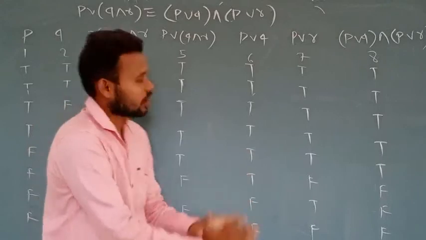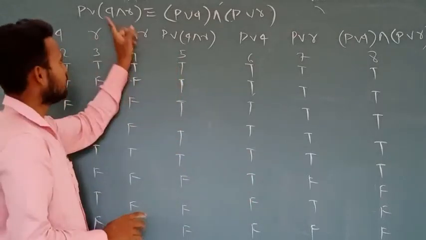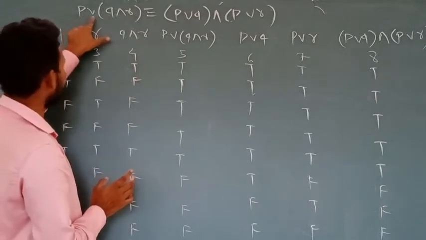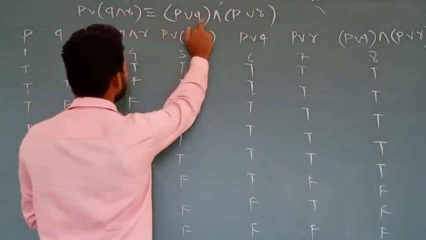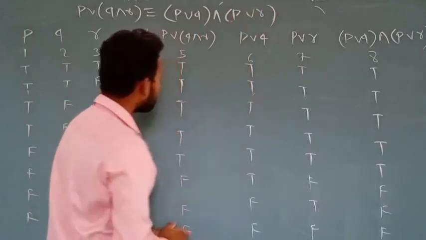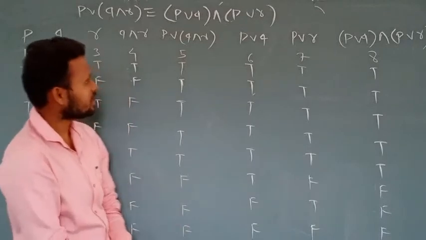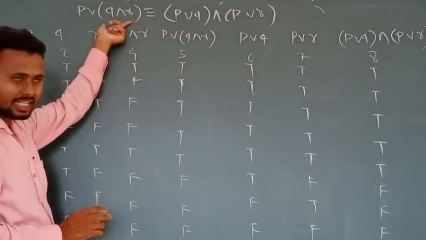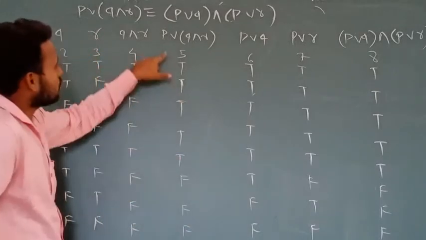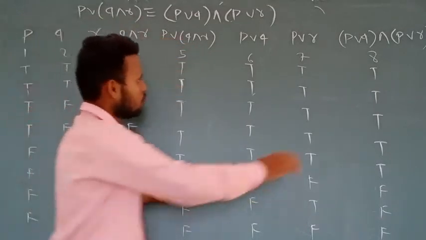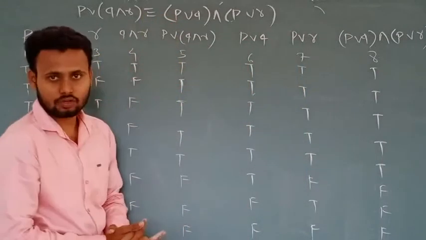Now the question is: using a truth table, verify that P ∨ (Q ∧ R) is equivalent to (P ∨ Q) ∧ (P ∨ R). We have to show that these two statement patterns are equivalent. By definition, two statements are equivalent when the truth values in their respective columns are equivalent, and then we say that the given statement patterns are equivalent.